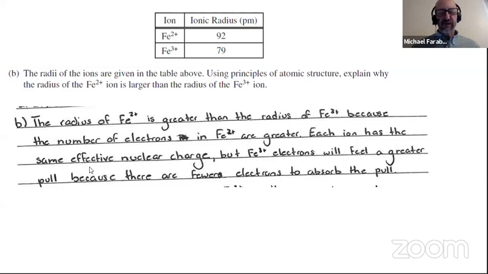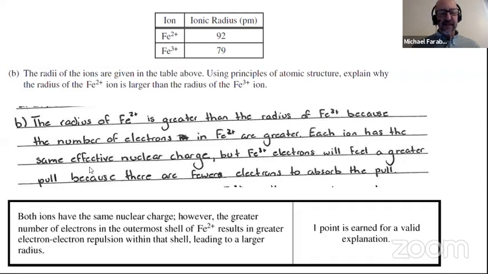All right, what they failed to mention is electron-electron repulsions. So they were correct in that both ions have the same nuclear charge, but this idea that there is a greater pull because there are fewer electrons is not at the heart of the question. It's the fact that iron 2+, having an extra electron in the outermost shell, experiences greater electron-electron repulsions. And so by not mentioning that, the student did not earn the point for this question.